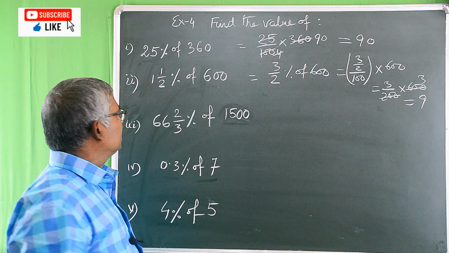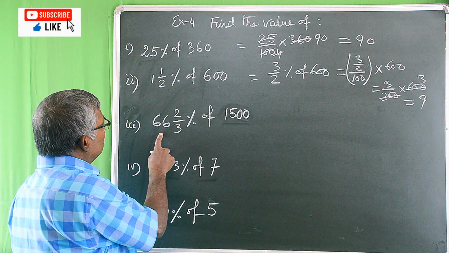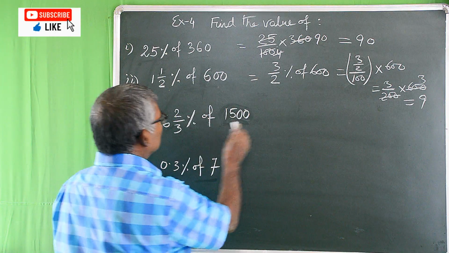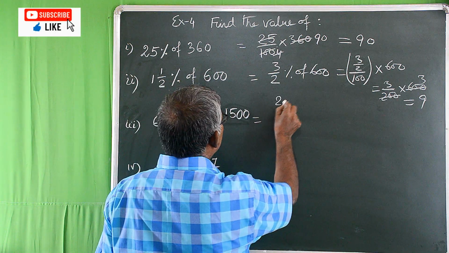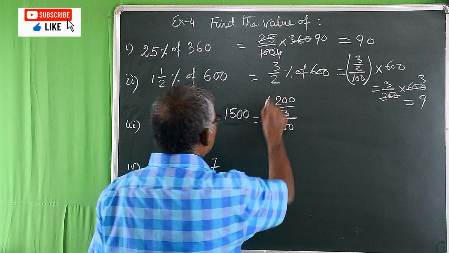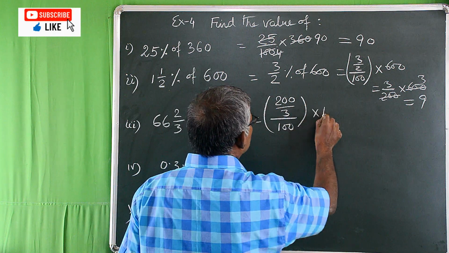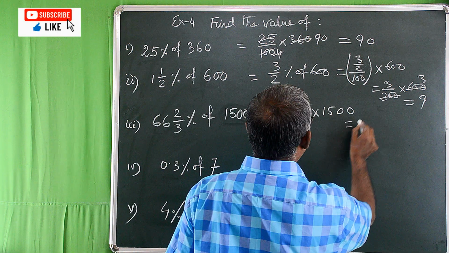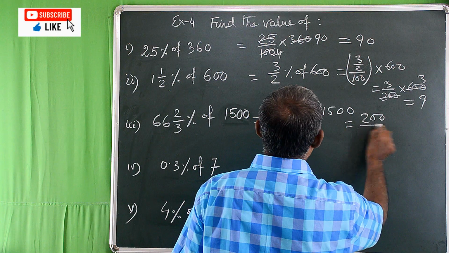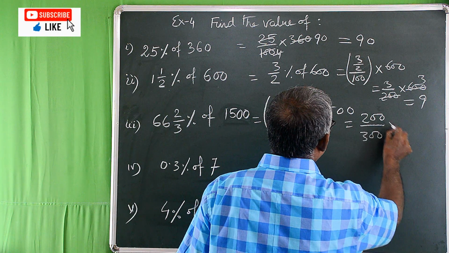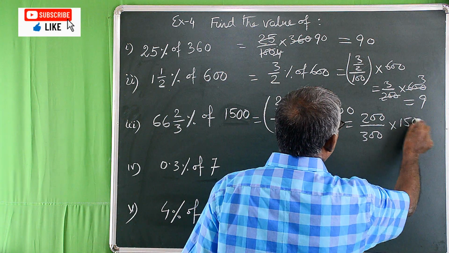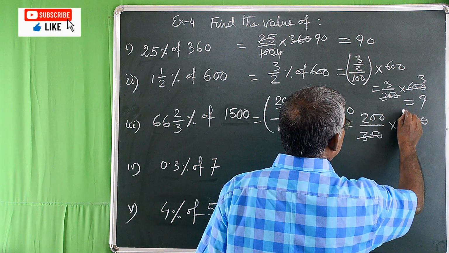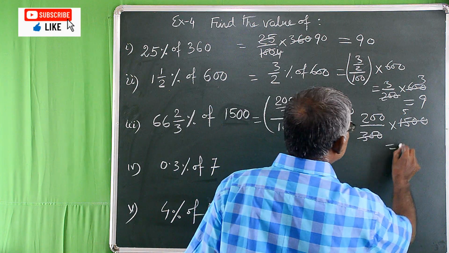Students, now let us calculate 66 whole 2 by 3% of 1500. So this can be written as 200 by 3 by 100 into 1500. This can be written as 200 by 300 into 1500. Here we can cancel it by 5, so it is 1000.